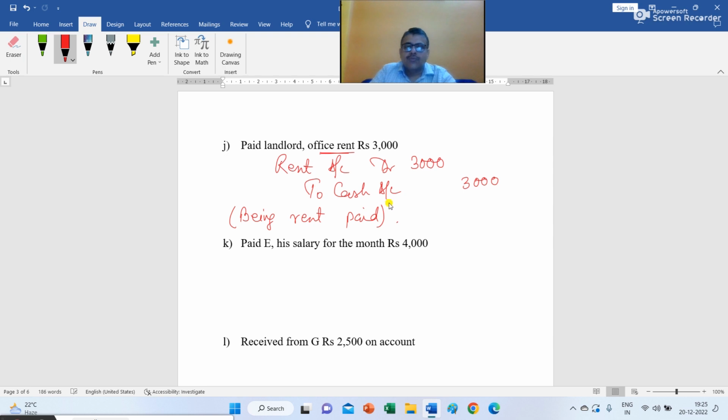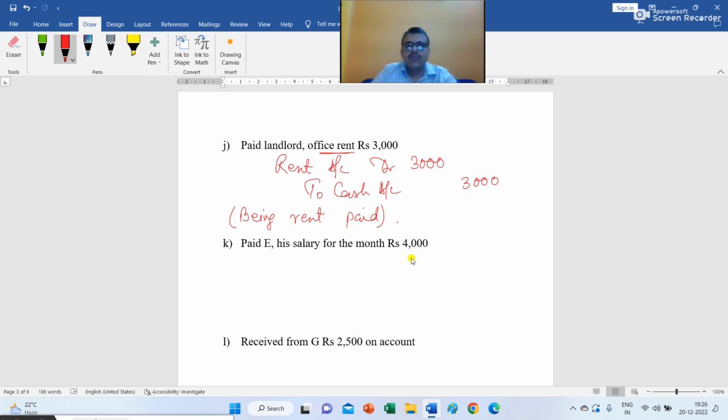So there was an outflow of cash for rupees 3000. So cash has been credited and amount is paid for rent. So rent is debited.